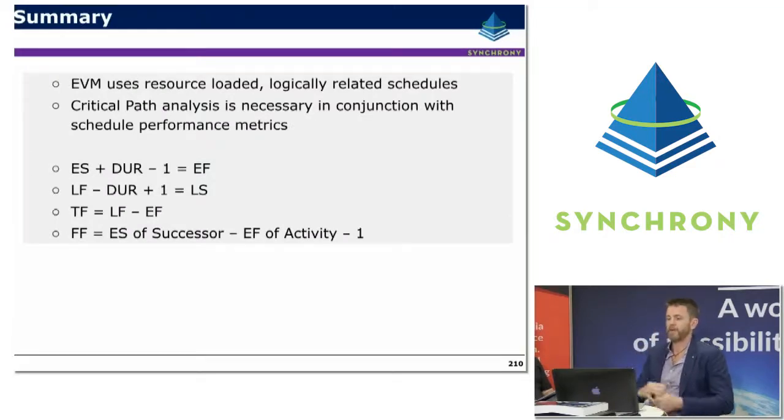So in summary, earned value management uses resource-loaded, logically related schedules always. So that's fundamental. Critical path analysis is something that's necessary to do in conjunction with earned value performance metrics. One of the limitations of earned value management is that it alone has no appreciation of critical path or float. So whenever you're implementing EV, part of your EVM system is, yes, we're going to look at the earned value progress measurements, but we're also going to consider critical path as well. There's so many reasons to look at them in conjunction.